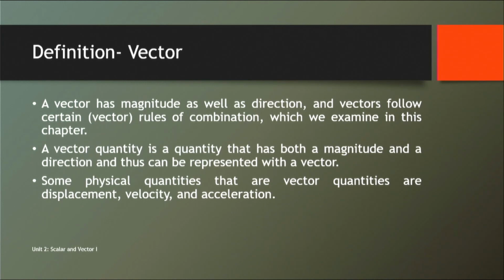So what is a vector? A vector is a physical quantity that has a magnitude as well as direction. And a vector follows certain rules of combination which we examine in this chapter. A vector quantity is a quantity that has both a magnitude and a direction, and thus can be represented with a vector. Some physical quantities that are vectors are displacement, acceleration, velocity, and so on.